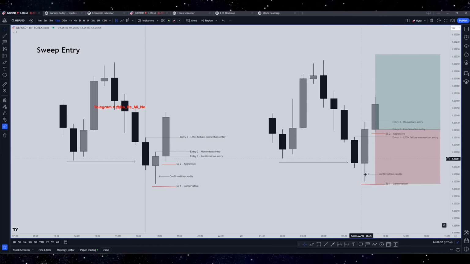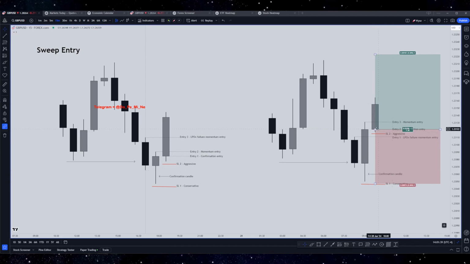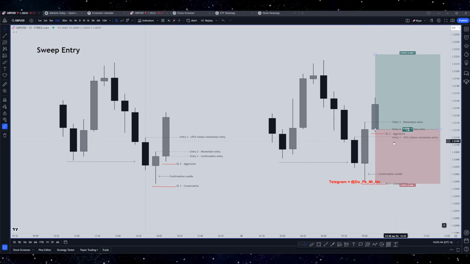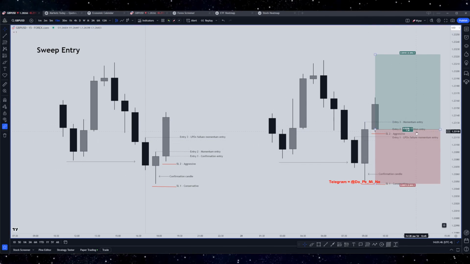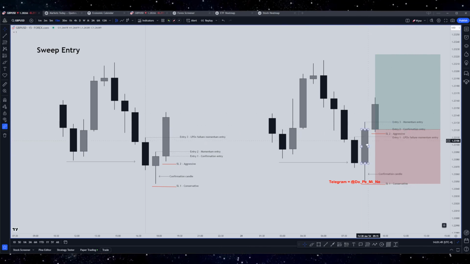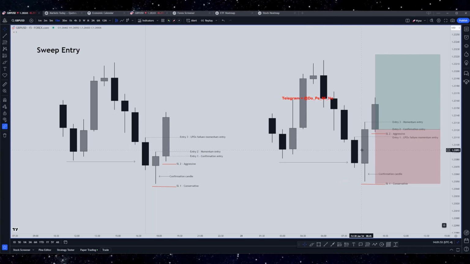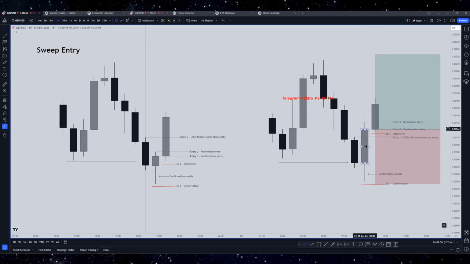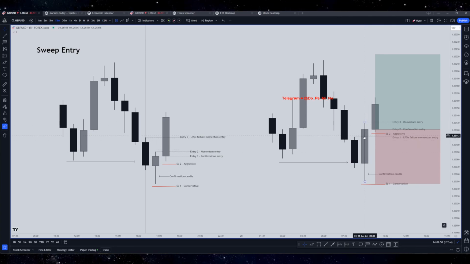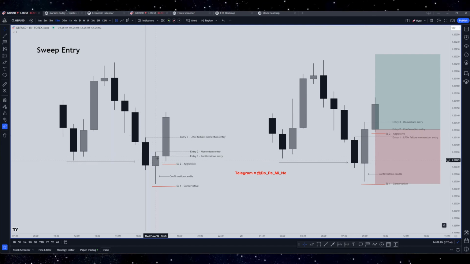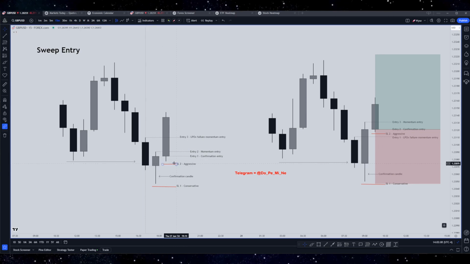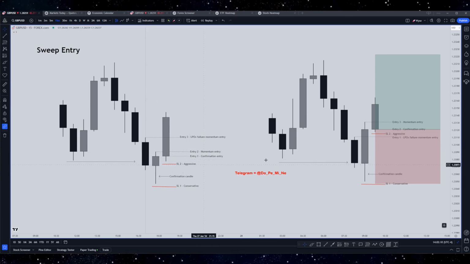Now, if you want more confirmation, as you would expect, you have our entry number 2, the confirmation entry. We can put our stop loss underneath the confirmation candle's low, entering on the next candle once our confirmation candle has actually closed. So the difference between the LPOX failure momentum entry and the confirmation entry is the confirmation entry has actually closed and has established that it is a confirmation candle. Because up until this point, until this candle actually closes, it's not actually a confirmation candle. It needs to close and then it confirms what we're expecting. It's similar to this candle. This candle is not a confirmation candle until it actually closes bullish. And hopefully that makes sense.